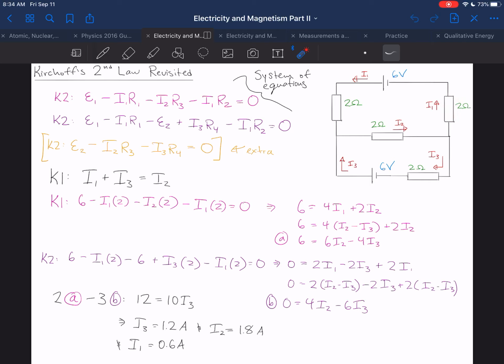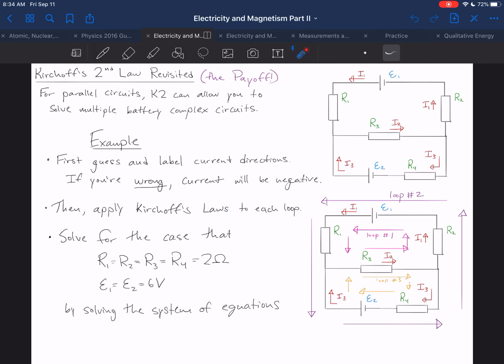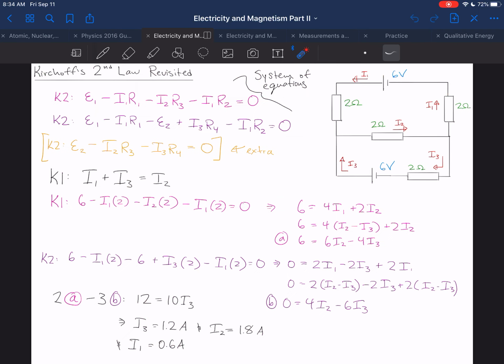Great. Okay, so those are two equations. I'm going to note at this point that with these two equations plus Kirchhoff's first law, which we'll apply in a second, you can solve everything you need. So you don't have to do the third loop, but for the sake of completeness, remember this third loop is this way.